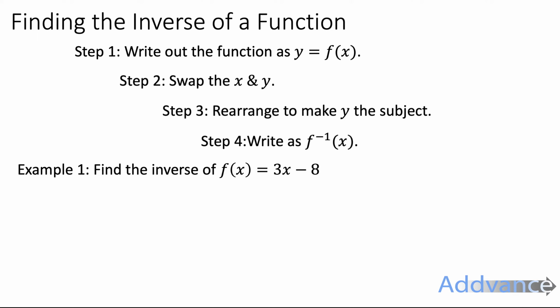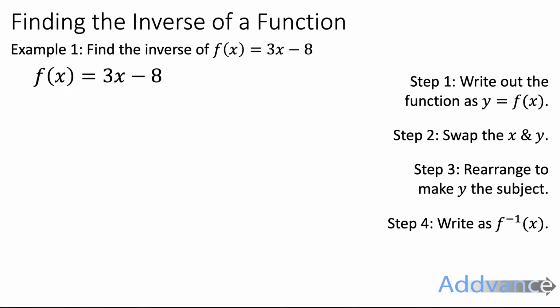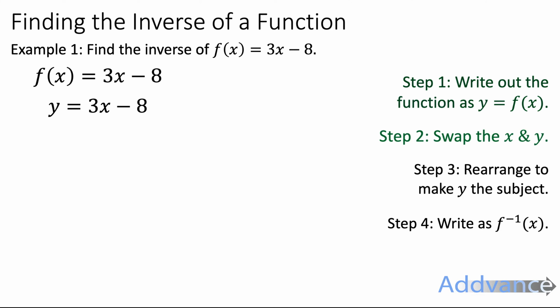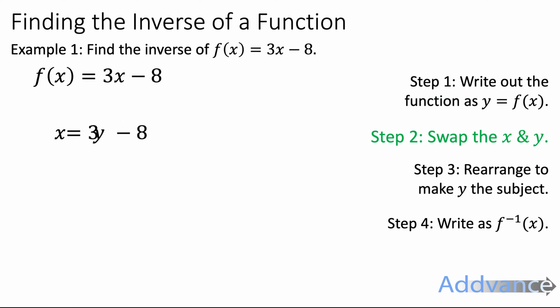Okay, so example 1, we're going to use those steps to find the inverse of f of x equals 3x minus 8. Okay, so step 1 we're going to write out as y equals f of x. So we can write y equals 3x minus 8. Step 2, we're going to swap the x's and y's like this. So the x has become y and the y has become x.